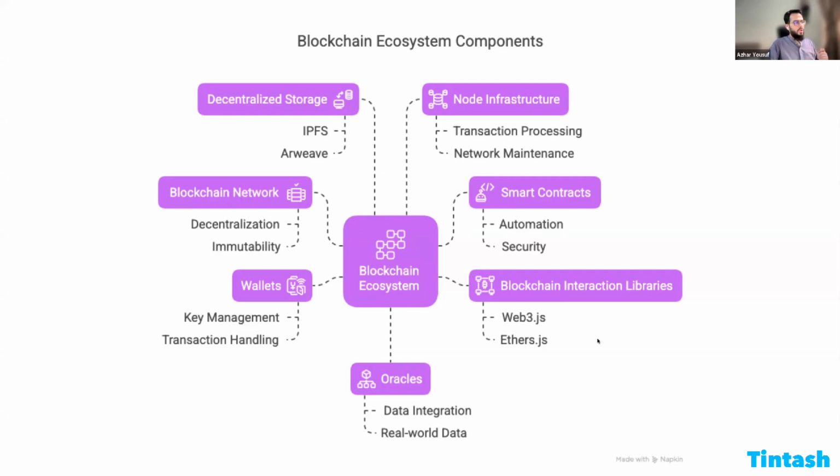So we talked about wallets, we talked about blockchain networks, we talked about decentralized storage, node infrastructure, blockchain interaction libraries. But what are smart contracts? So remember when we talked about the blockchain network is not just your backend server, it's the overall computer, overall machine that everything is running on. The smart contracts that you deploy are your applications. They are your application servers, and they are your custom logic.